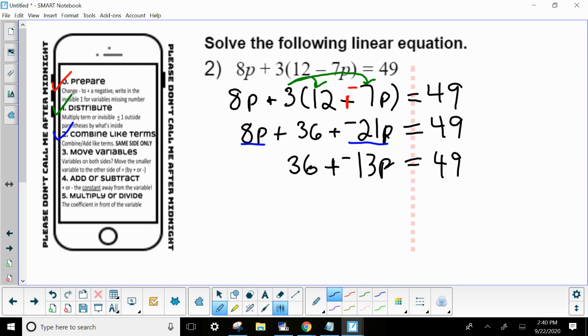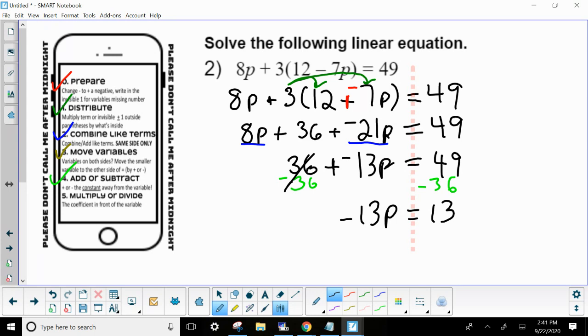Now I need to move variables. In this instance, are the variables on both sides? Move the smaller variable to the other side. That doesn't need to happen here. The negative 13p is by itself. What we will need to do is add or subtract the constant away from the variable below, which in this instance is our 36. So we are going to subtract 36 from both sides, and we will be left with the 13 over here. That cancels out.